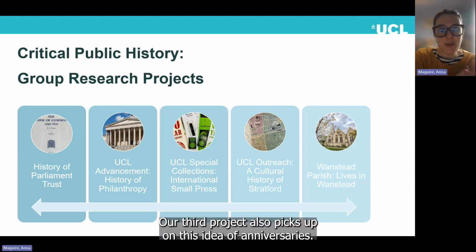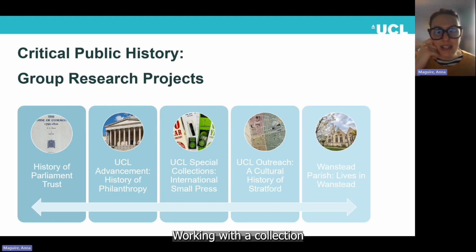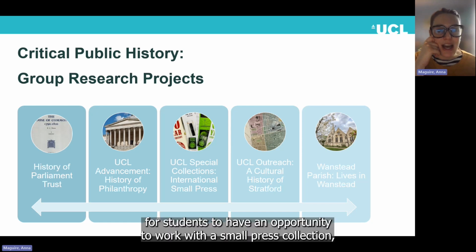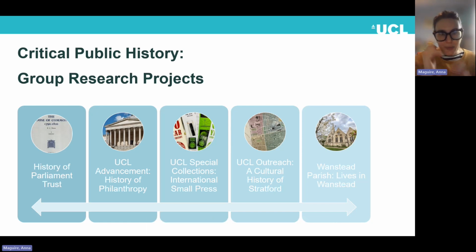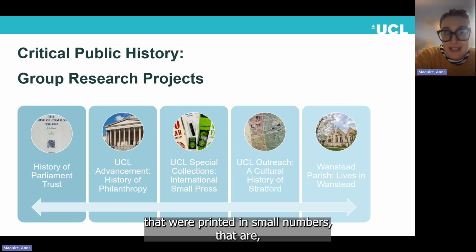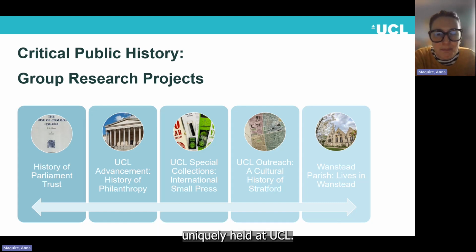Our third project also picks up on this idea of anniversaries, working with a collection within our UCL Special Collections and with the Special Collections team. The students have an opportunity to work with the Small Press collection, which is a wonderful selection of books and pamphlets and zines that were printed in small numbers and that are uniquely held at UCL.